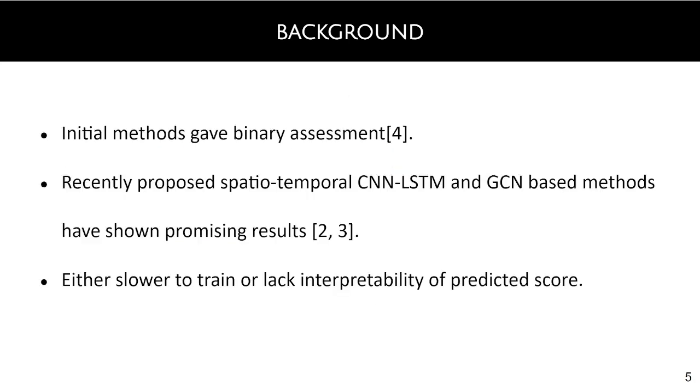Initially, methods for movement quality assessment were capable of only binary assessment, where they could only identify whether a performance was correct or not. However, it would be a long time till a patient sees their performance falling in the good category in such systems. This can be highly demotivating. Thus, this called for more fine granular assessment methods. Recently, methods based on spatiotemporal CNN and graph convolution network have been proposed for assessing movement quality. These methods are either slow to train or lack interpretability of the predicted assessment score.